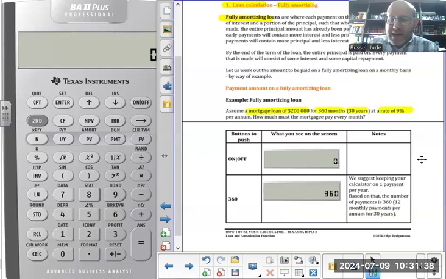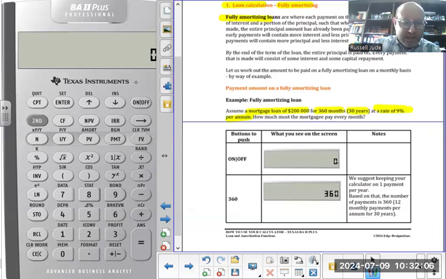A rate of 9% per annum. And again, remember, guys, because our calculators are set on one payment per year, we're going to need to convert this 30 years to 360 months. And we're going to need to convert that 9% divided by 12 to be 0.75% per month.